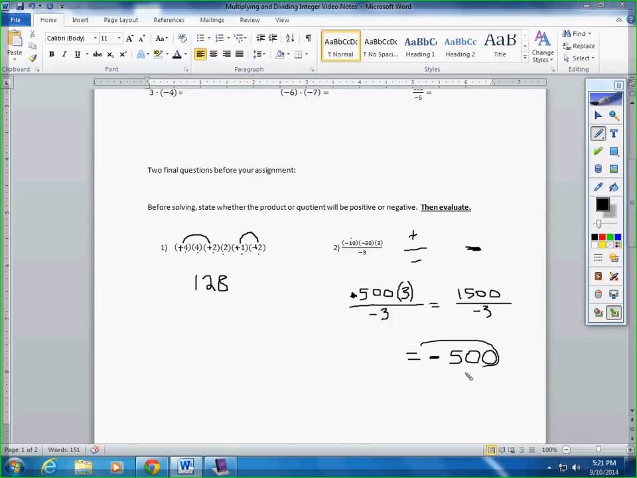It's negative 500. Fantastic. Folks, if you get an answer that's not negative, that should be a red flag, because at the beginning up here, we determined that we had to have a negative answer. If you did not get a negative answer, make sure you go back and check your work. You might have to try it again.